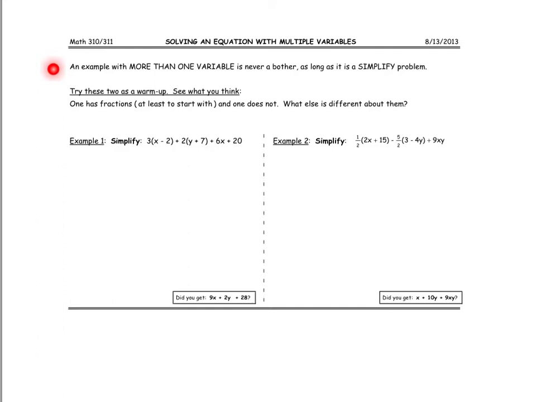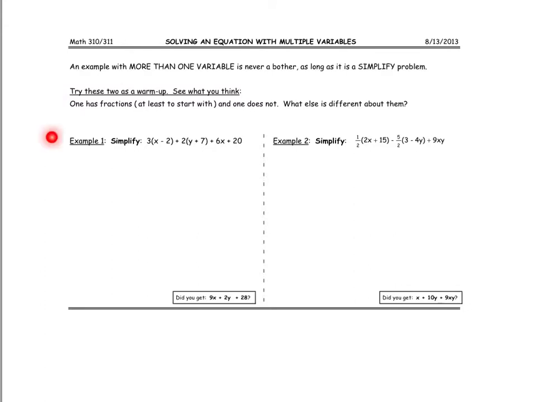For some reason, when kids have to do simplified problems, the more variables the merrier. Well, actually, I may be getting a little carried away, but they certainly don't seem to mind. Try these two warm-ups and see what you think. One has fractions, at least to start with. Whether or not they'll have them at the end, we can't assume, and one does not. What else is different about them?